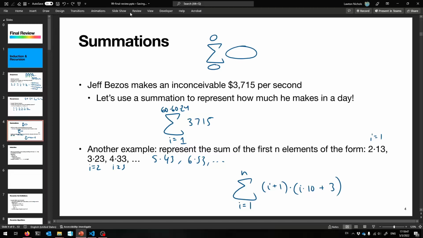Does that make sense? So this would be i equals 5. Does that correctly calculate here? So when i is 5, we're going to get 5 plus 1, so 6, times 5 times 10, so 50, plus 3, that's 53. So those are the two numbers we want to multiply for that element of the sequence. And so if we want to sum the first n elements of the sequence, go from i equals 1 to i equals n, inclusive. Okay? So that's summations in a nutshell all over again.